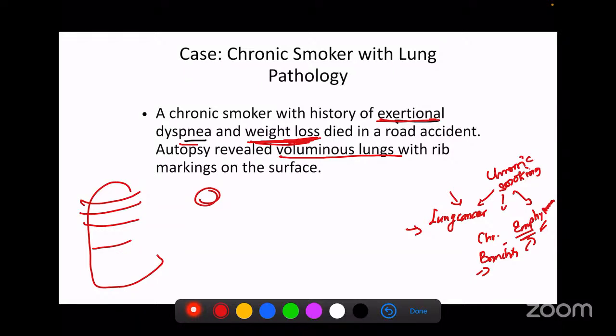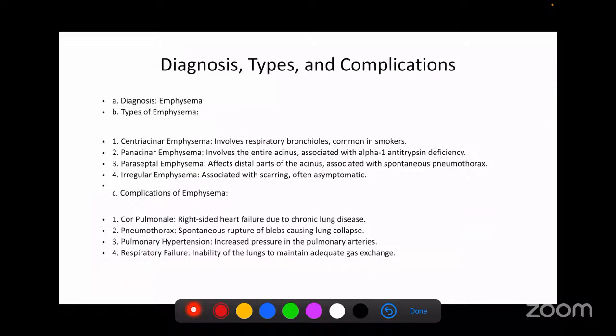Now, what they have asked: they've asked the diagnosis, types, and complications of this condition. So we have to see what is the diagnosis. The diagnosis here is emphysema, and in this case we are going to learn the types of emphysema. So what are the types of emphysema? We have centriacinar emphysema, panacinar emphysema, paraseptal emphysema, and irregular emphysema.